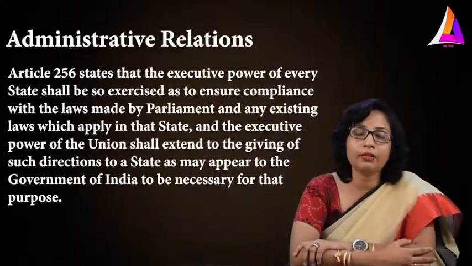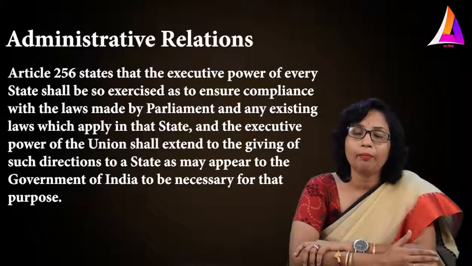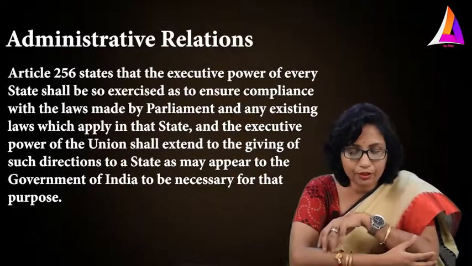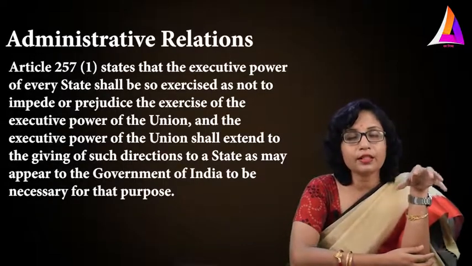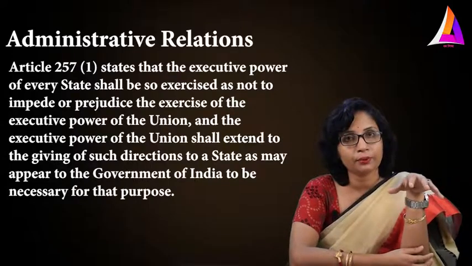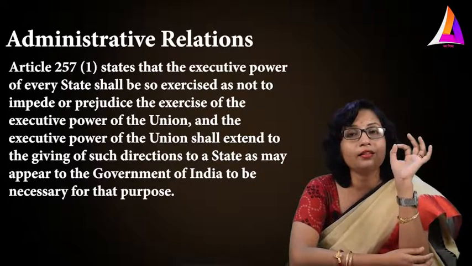Here Article 256 lays down the mutual obligations of the center and the state governments in such matters, and Article 257 confers powers on the union to exercise control over the states in certain circumstances or exceptional situations. So this is the main thing. You have to remember these articles very carefully. Article 256 lays down the mutual obligations of both the central and state governments, and Article 257 confers powers on the union government to exercise control over the states.